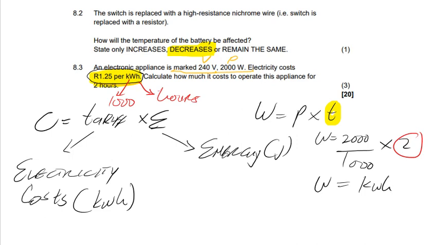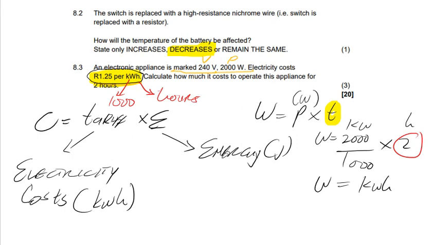Remember, you're calculating this. This is a power. Power is measured in watts. So in order for you to have kilowatts, you divide it by 1000. Then here you're gonna have 2 hours. I want to make them similar so that I can multiply the two. So W is equals to 2 times 2, so this will be 4 kilowatt hours.